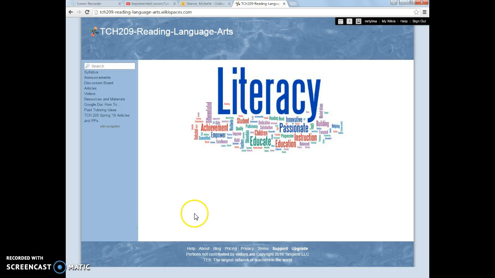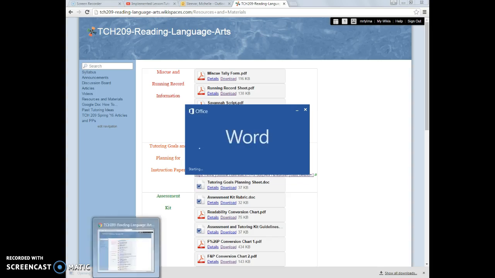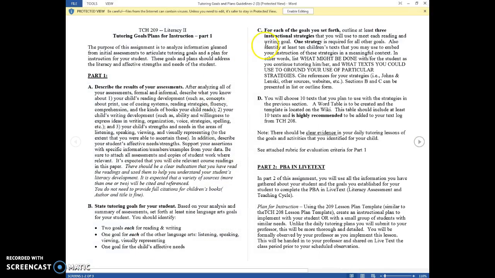This is the instruction video for the Tutoring Goals and Plans for Instruction paper on our wiki. If you click on Resources and Materials and scroll down to this section where it says Tutoring Goals and Plans for Instruction paper, you're going to click on the Tutoring Goals and Plans for Instruction guidelines, download that, and open it up. And this is our paper.